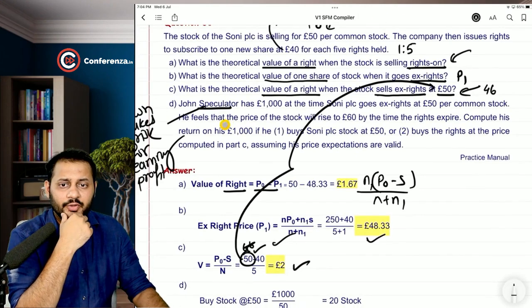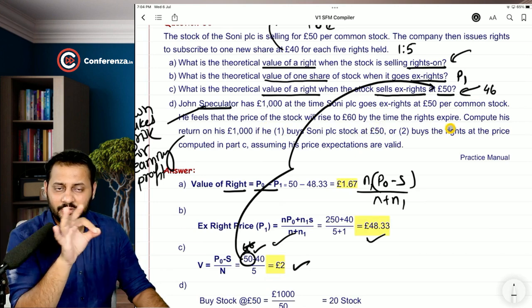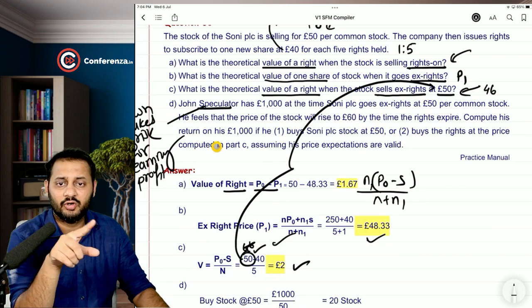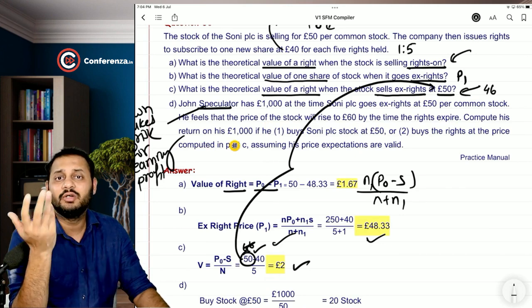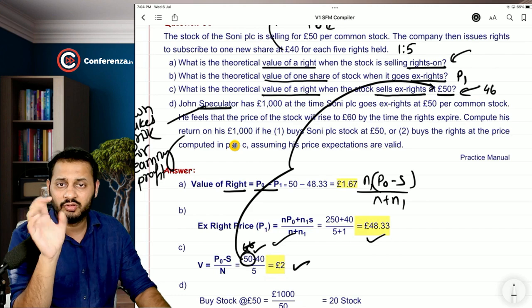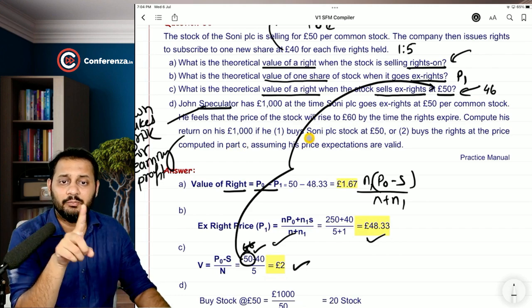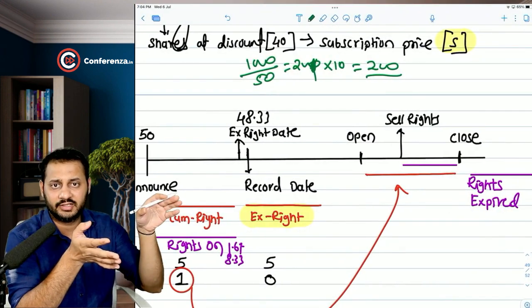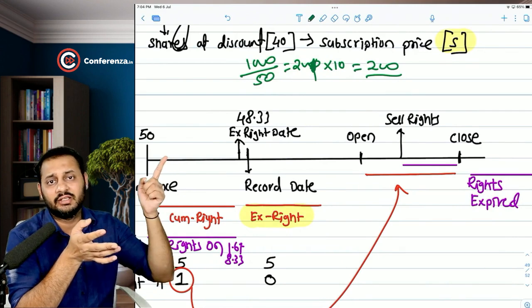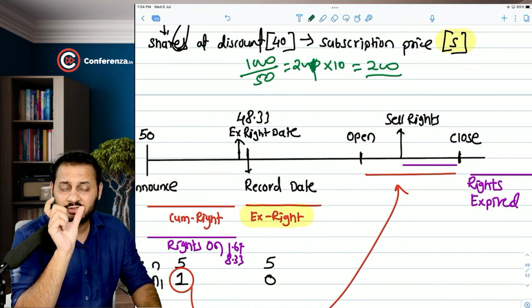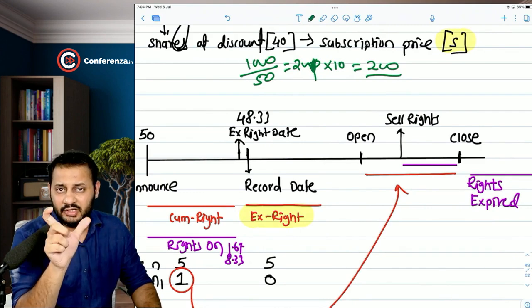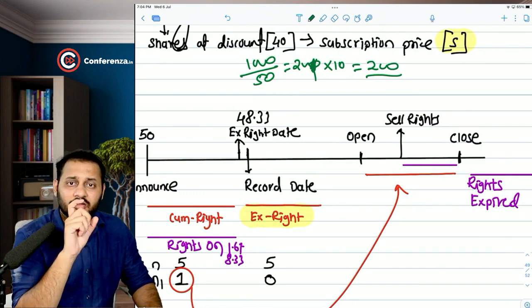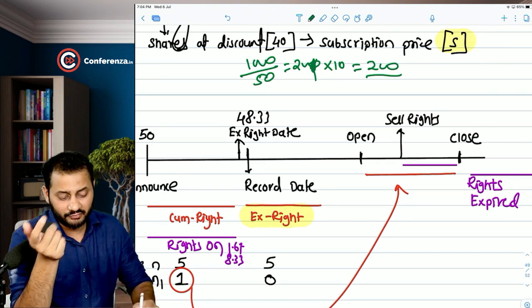Have a look. Compute: he feels that the price of the stock will rise to £60 by the time the rights expire. Compute his return on his £1,000. We have to calculate the return that he has earned on £1,000. If he buys Sony PLC stock at 50, as I just told you, buying the stocks on the X right date and selling when the rights are expiring, he can close the deal by selling those 20 shares at £10 of gain each. The total gain will be 200.